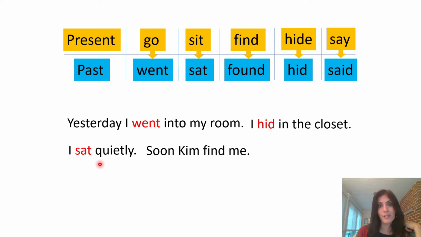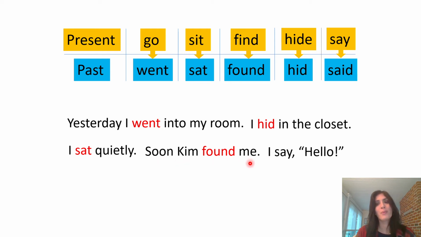Let's read the next part of our story. Soon, Kim find me. To find happens right now, but you know when this story happened. So I need to change this verb, find, which is in the present tense, to the past tense. Go ahead and look at our chart right here. Which word am I going to change find to? Go ahead and think. Did you say found, this one right here? Yes. Now let's listen to the sentence. Soon Kim found me.